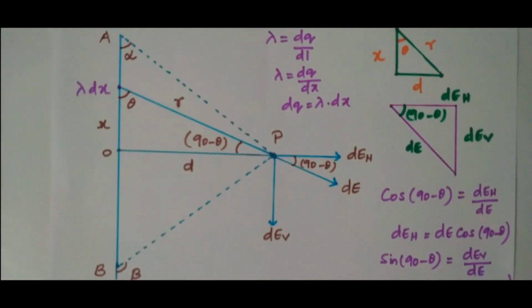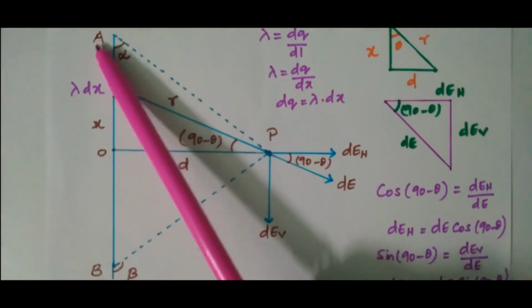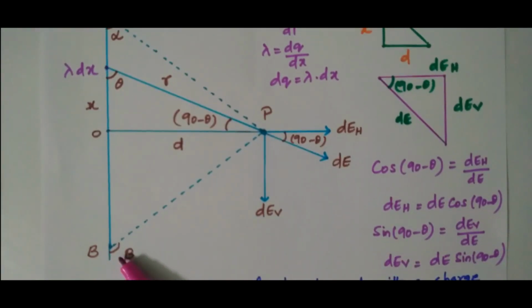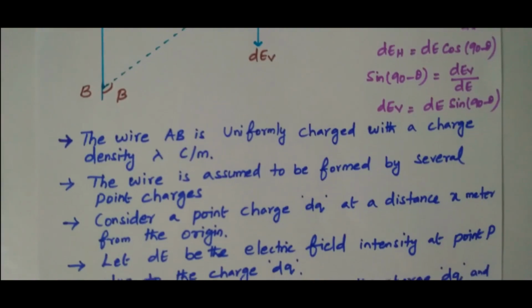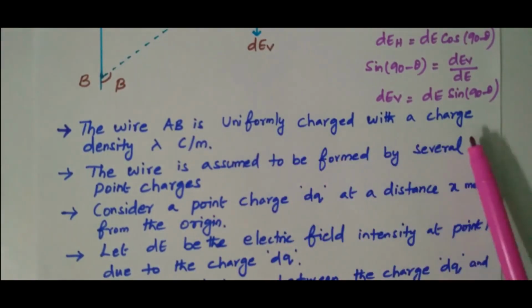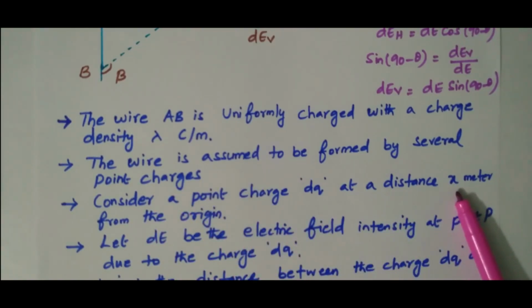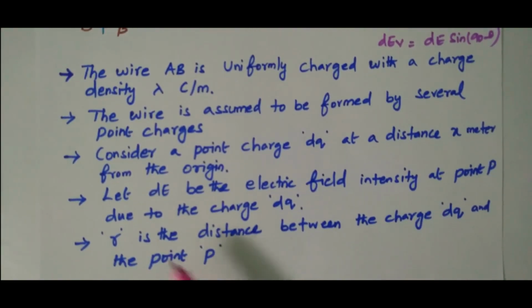So in this diagram, for point A, the wire is named as AB. The equivalent angle will be alpha for A, and for B the equivalent angle will be beta, right? While substituting the limits, we can refer to these angles alpha and beta equivalent to A and B. That description is given here. The wire is uniformly charged with a charge density lambda coulomb per meter. The wire is assumed to be formed by several point charges. In that we consider only one point charge at a distance x meter. dE is the small electric field intensity due to the small charge. R is the distance between the charge dq and point P. The detail about the diagram is given.